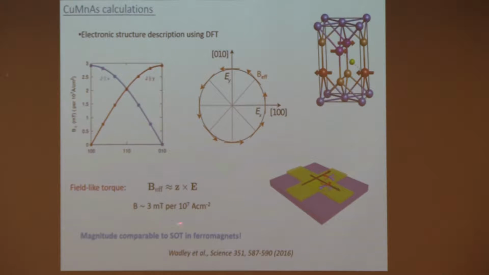And we also found that the magnitude of the field is quite large actually, so it's around 3 million Tesla per 10 to the 7th ampere per centimeter squared, which is of course still quite a small field, but this is comparable to what we have in ferromagnets, where we know that this switching can work. So I just show this as an illustration of the calculations we did. But mostly I want to focus on talking about the symmetry of the spin-orbit torque, because we found that to understand the spin-orbit torque symmetry is really crucial.